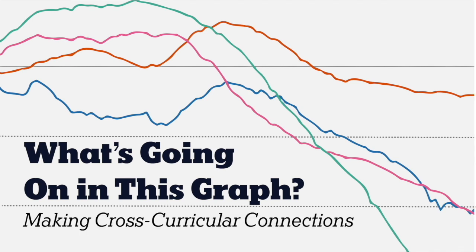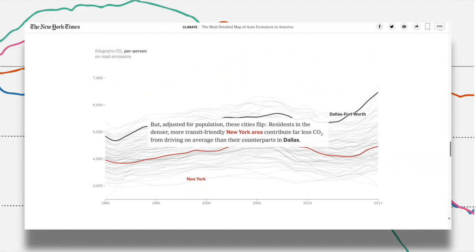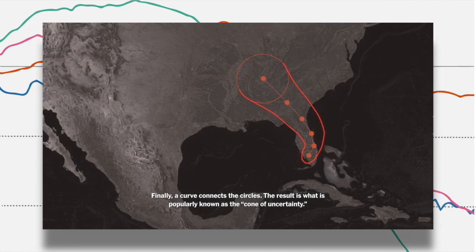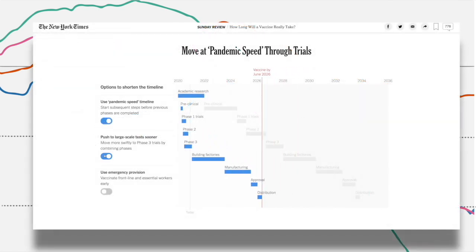I teach the Introduction to Computer Science course at a New York City public school called the Academy for Software Engineering. So this year I was finally able to use the What's Going On in this Graph activity to connect the computer programming work to the results of the computer programs, and also deeply connect the course into what students are doing in their living environment science class, and in their earth science class, and in their algebra class, where statistics and analyzing and interpreting data are important standards in those classes as well.